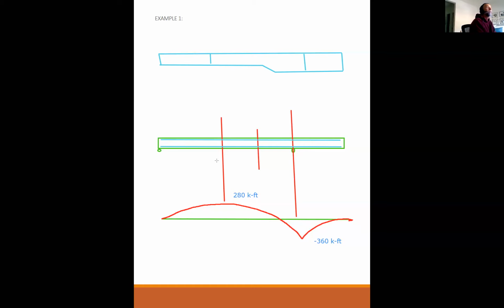Absolutely. Yeah. And then I think what I was guiding you towards in the particular homework problem that we're talking about is the top steel, which is for the negative moment, was 3 number 10s, but the bottom steel, which was for the positive moment, was 3 number 9s. Okay, thank you. You're welcome.